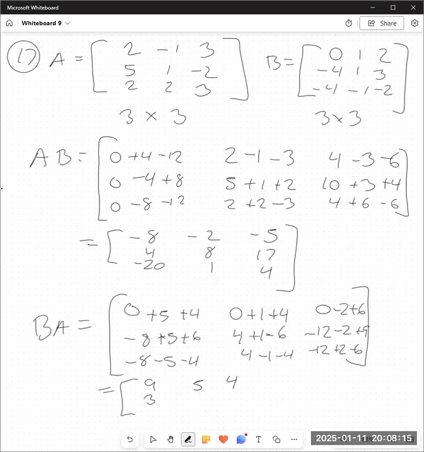Second row, second column, 3 times 2 plus 6, it's 11. That is -5. That is -17, is -1, and that is -16.